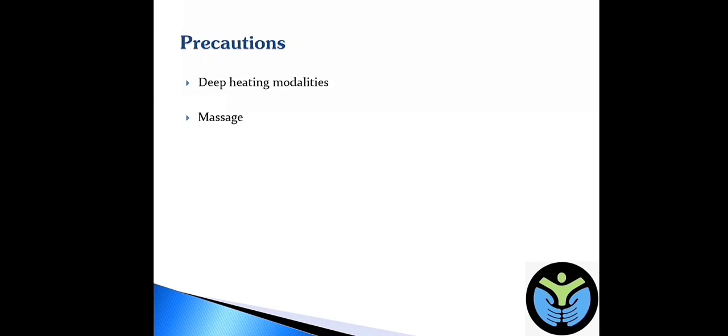There are few precautions which you will have to keep in mind while treating a person who has suffered from cancer. The first one is that going for deep heating modalities. You cannot go for deep heating modalities when you're treating a person who has suffered from cancer. The second one is massage. Massage is quite debatable, but you should keep precautions while treating a person who has suffered from cancer.